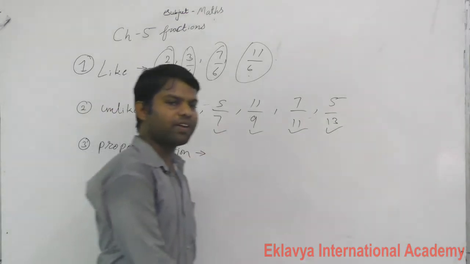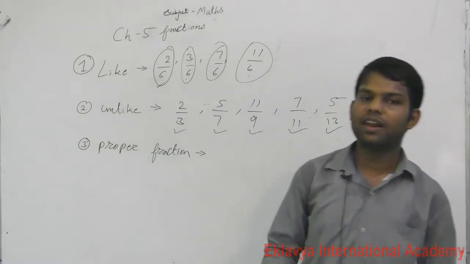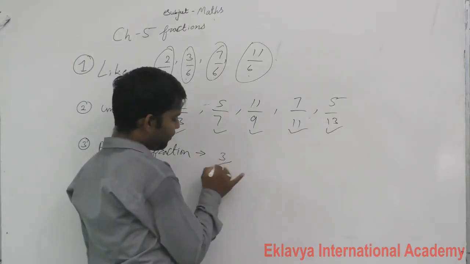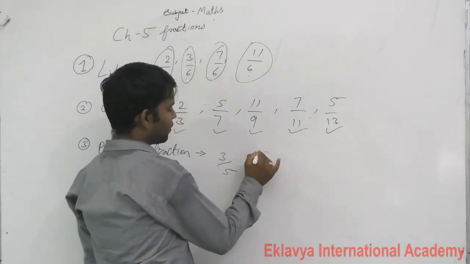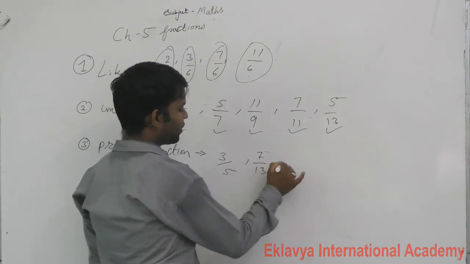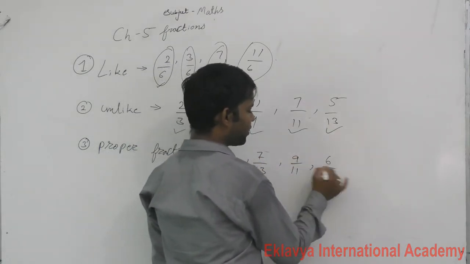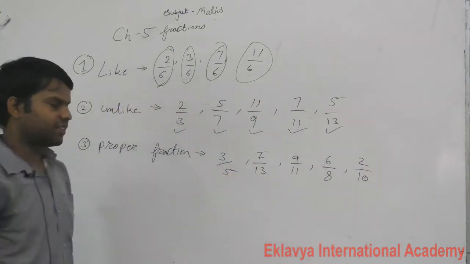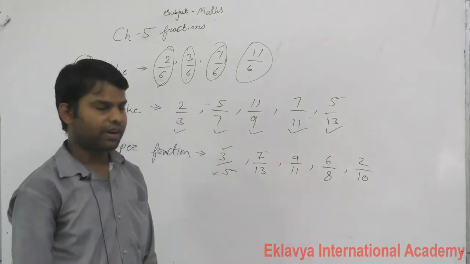In proper fractions, the numerator is always less than the denominator, like 3 upon 5, 7 upon 13, 9 upon 11, 6 upon 8, 2 upon 10. In all these fractions, we see the numerator is always less than the denominator.